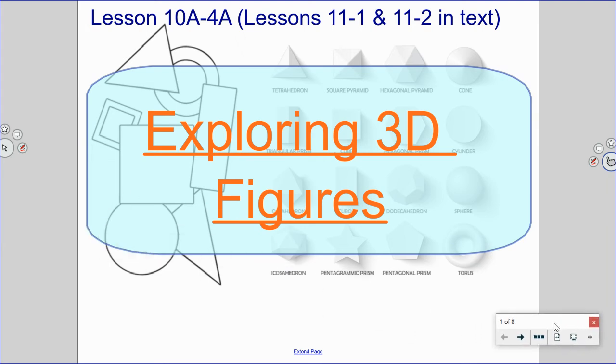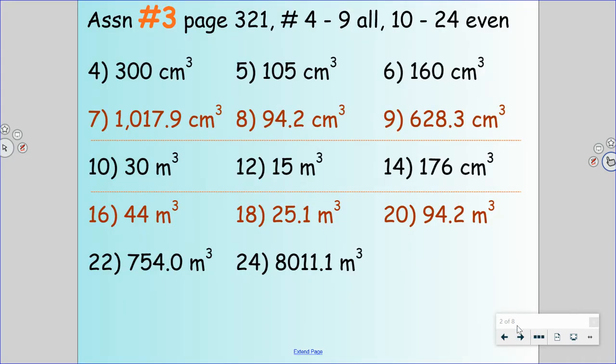We'll call it Lesson 10A4A, but really it's Chapter 11.1 in the textbook and Chapter 11.2. Today we are exploring three-dimensional figures, but go ahead first. Pause, whatever assignment this is, pause for page 321. Check your answers. Come on back when you are ready.